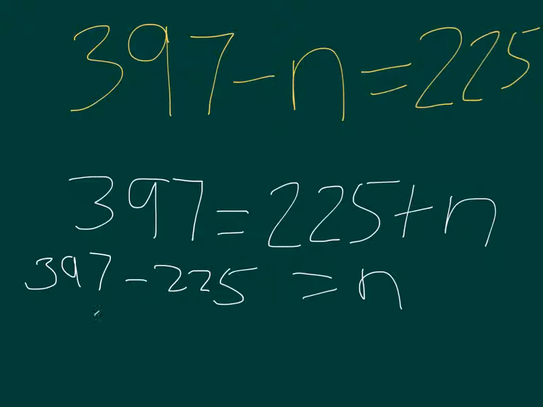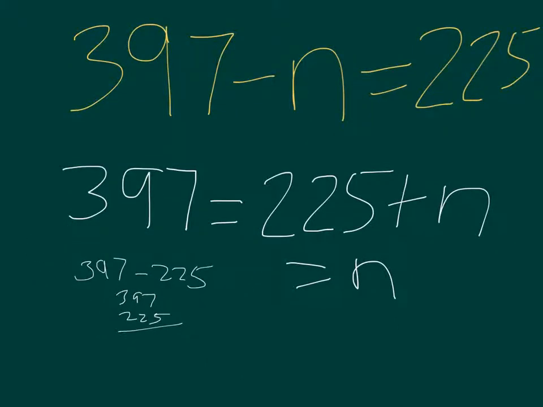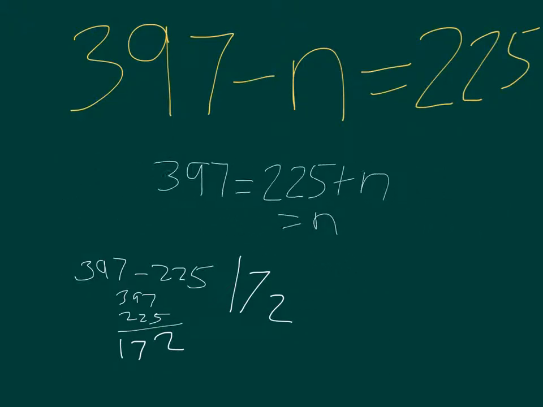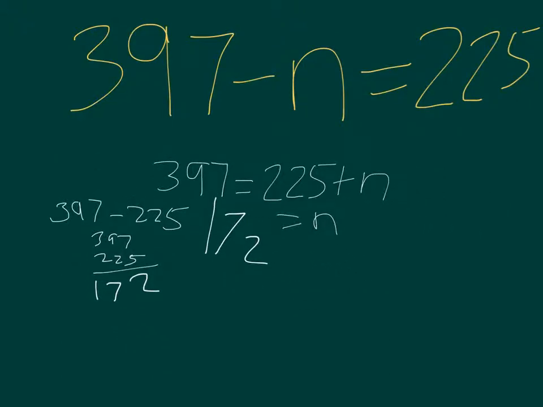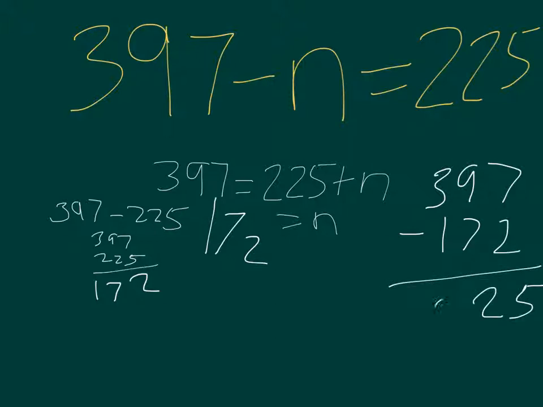So let's see what that is. 397 minus 225 is 172. So we're saying 172 equals n. Well, let's see if that works. Let me give myself a little bit of room over here. And let's try it out. 397 minus 172 equals, 7 minus 2 is 5, is 2, is 225. Holy cow, it worked again.